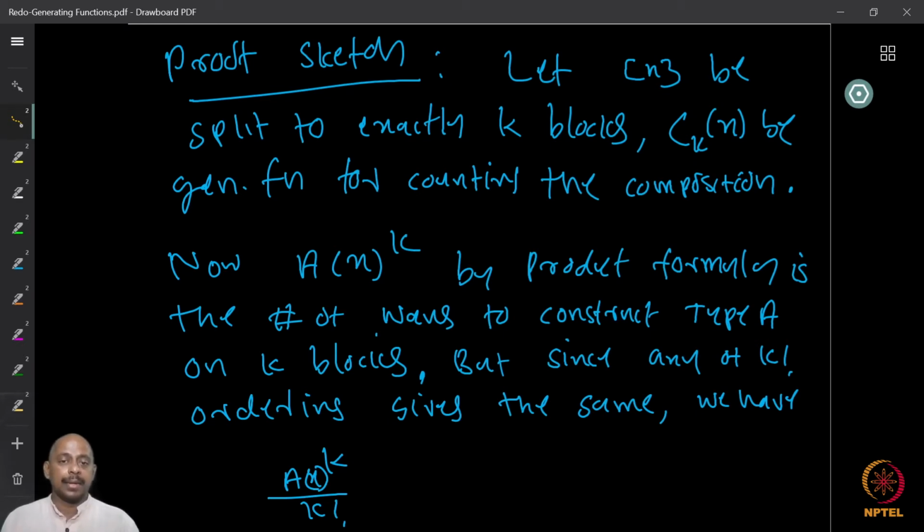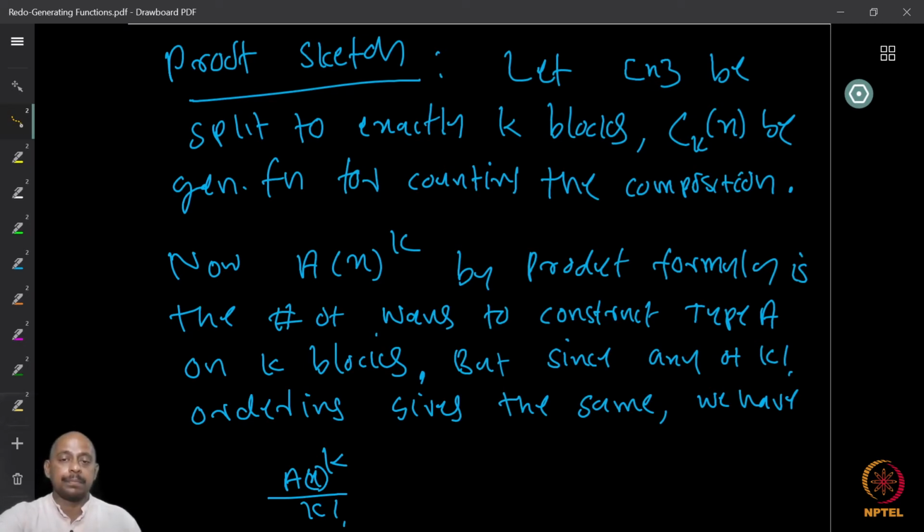So this gives the idea that A of x whole raised to k by k factorial is the generating function for ck of x, right? So ck of x, and whatever is the number that we started with, n elements, you look at the coefficient of x raised to n in that, which will give you precisely the number of ways of obtaining C-type structures on n elements by doing this.